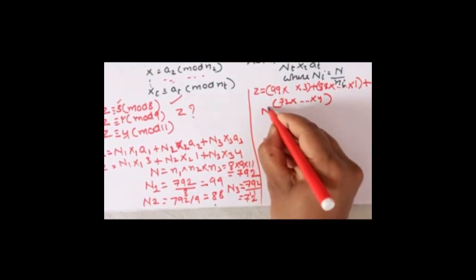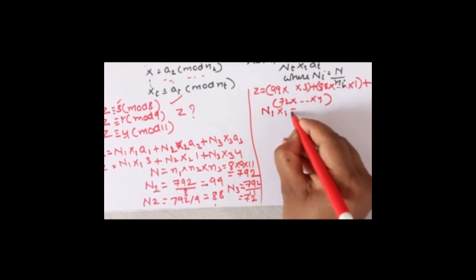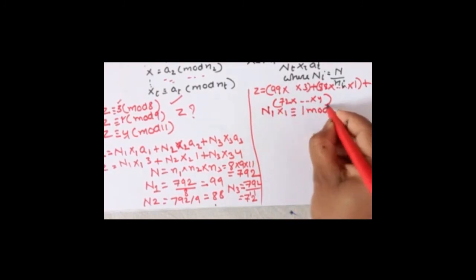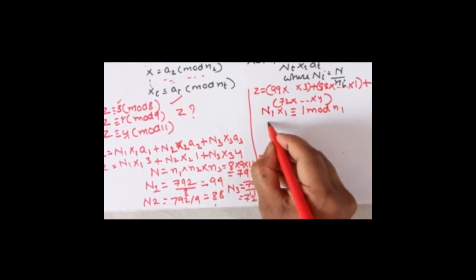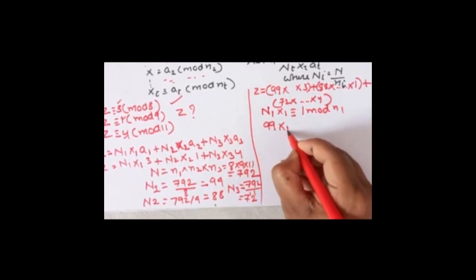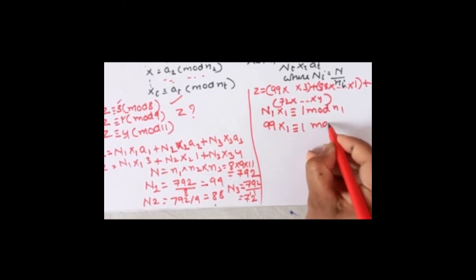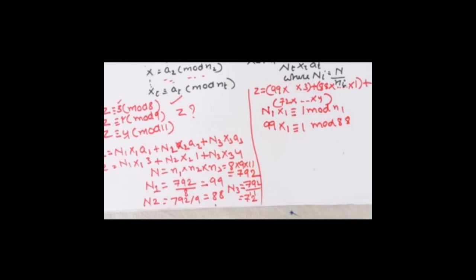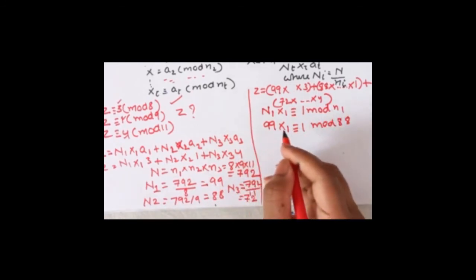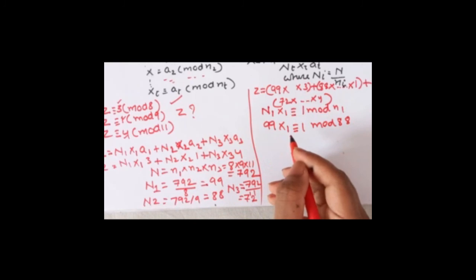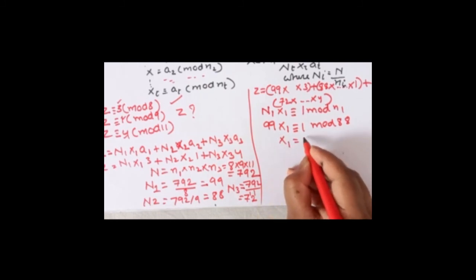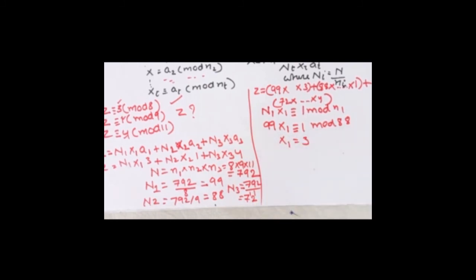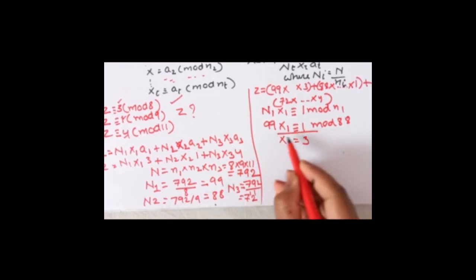Now according to the Chinese remainder theorem, N1 times x1 is congruent to 1 mod n1, right? We know this. So N1 is 99 and x1 I do not know, and small n1 is 8. This is what I know. Since this is what I know, how can you find the value of x1? It is very simple. The value of x1 here can be 3. Okay, so you'll be confused about how I calculated x1 equal to 3.